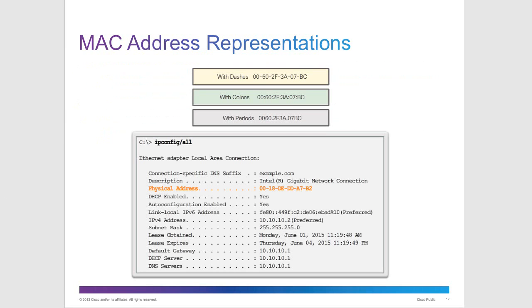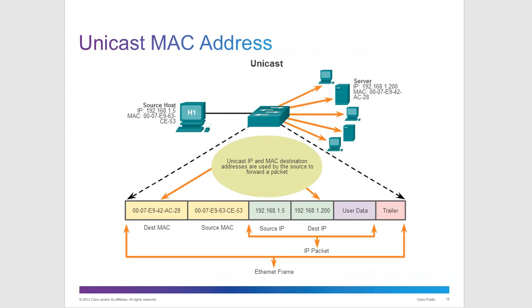You've got different ways of representing MAC addresses. You can use the dash, you can use colons separated at every 2 digits, you can use a period separated at every 4 digits. Those are all the different ways you can write your MAC address out. So if you see any one of these formats, that can represent a MAC address.